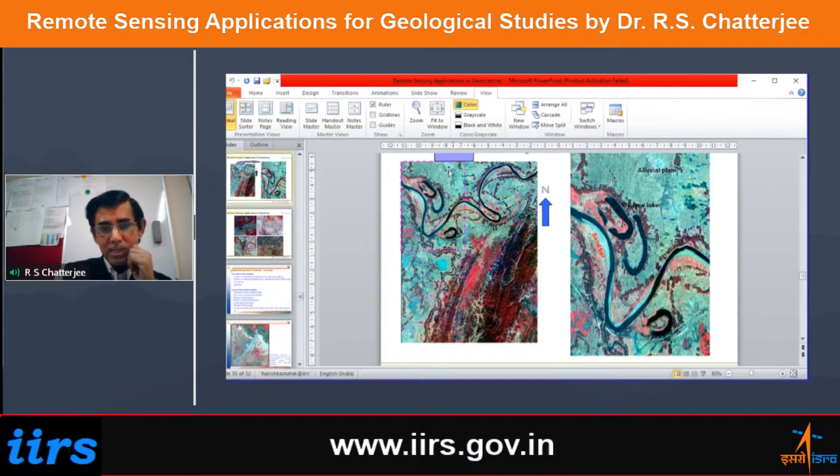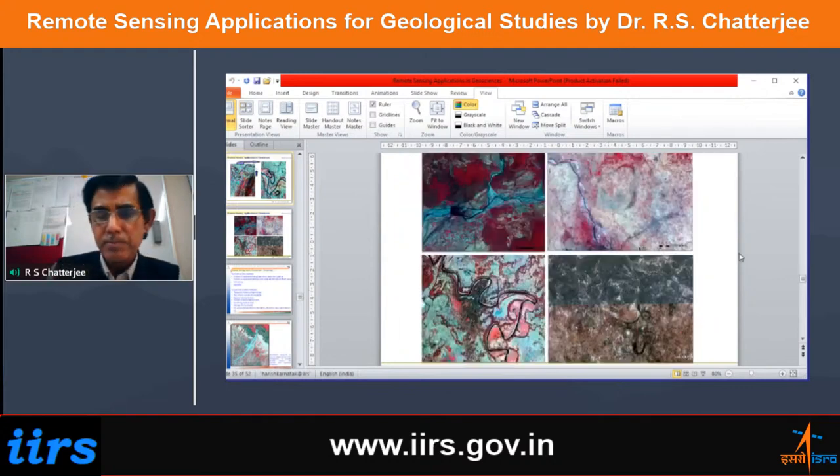If you take an extended view of this area, you can see like this. This is the alluvial plain. These are the oxbow lakes. This is the sandbar, and these are the paleo natural levees. So many features you can identify.